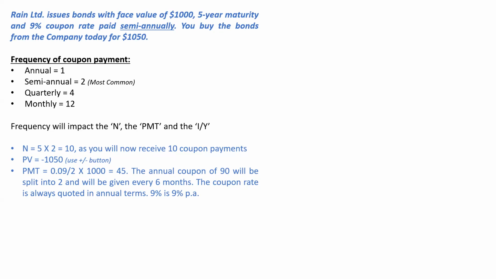The coupon rate is always quoted on an annual basis, even though in the question it is not mentioned as 9% per annum, it is by default assumed that the coupon rate given is on a per annum basis. So the 9% given to you in the question is actually 9% per annum. So PMT is 9%, 0.09. This is going to be split into 2. So we are going to divide it by 2, then multiply it with the face value of 1000. The answer is going to be 45. Future value is not impacted. It is going to be 1000.